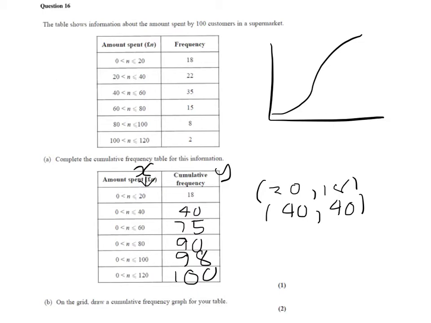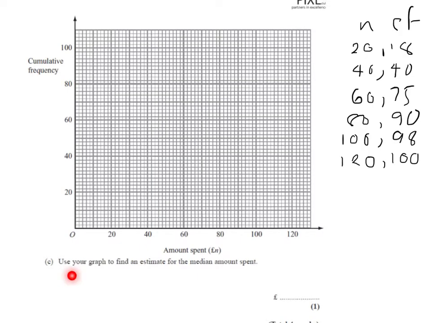So we're now going to plot our points onto a graph, and we've got to use that graph to find an estimate for the median amount spent. So I've written all the points out across here, and we've now just got to mark them in. So we've got to mark 20 with 18. We can see that we're going to be on 20, 40, 60, that's going to be no problem, but we need to know what the squares at the side stand for. We've got 10 little squares standing for 20, so each little square stands for 2.